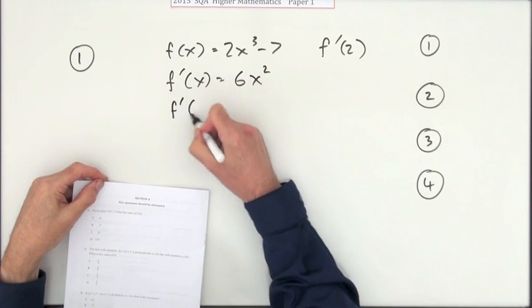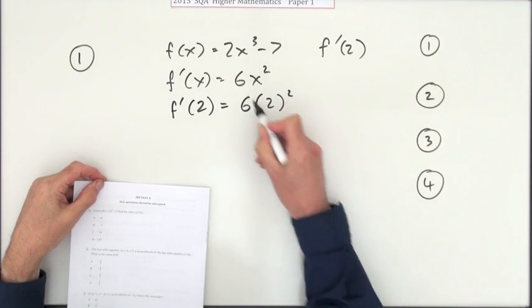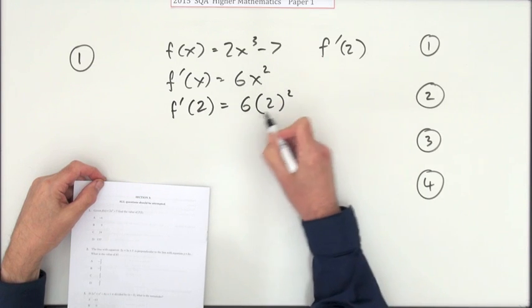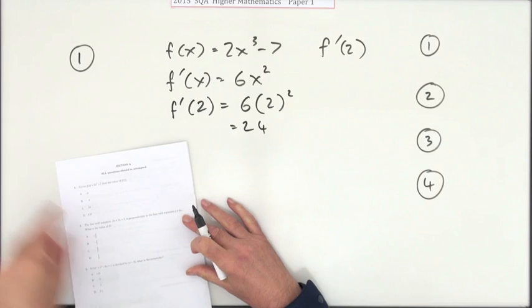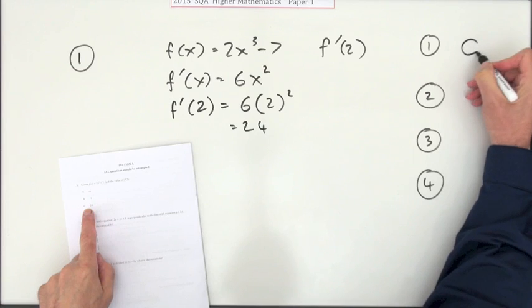So it's just a case of what happens if you pop 2 into this. Well, it'll be 6 times 2 squared. 6 times 4 is 24, and looking through it, 24 is C.